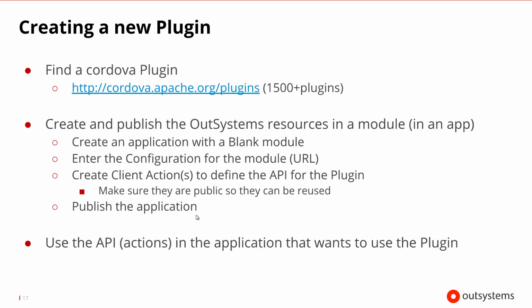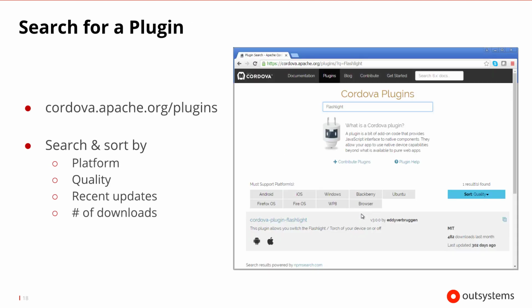And then we would publish the application, and by publishing the application, we would now have a module and an app that are configured to work with the Cordova framework and the plugins, and it would have all of the client actions that we need from an OutSystems perspective. So the API in the application is what we're going to be using inside of OutSystems.